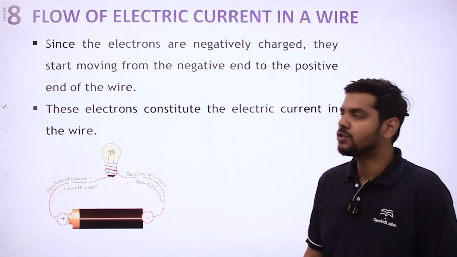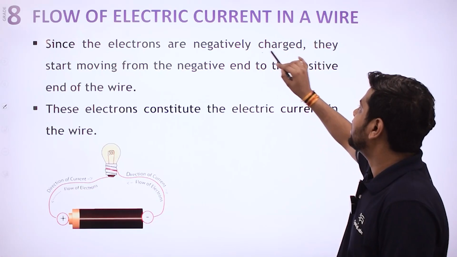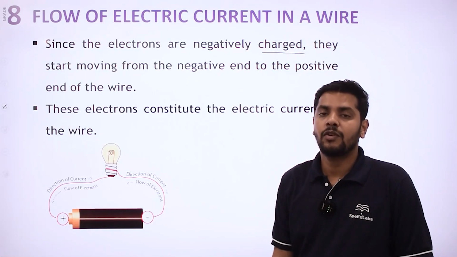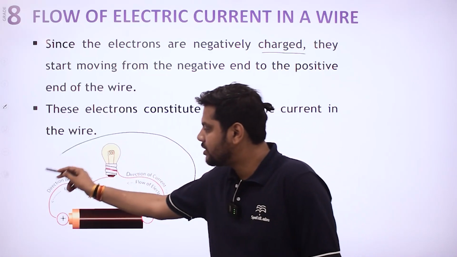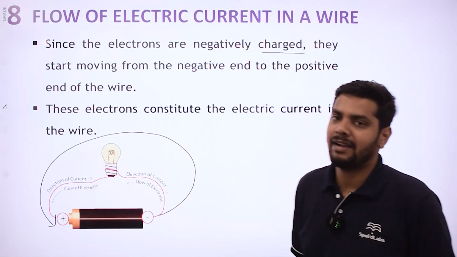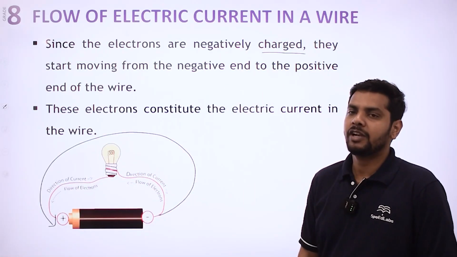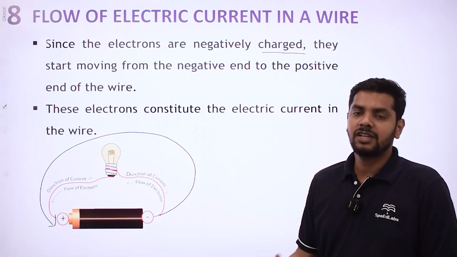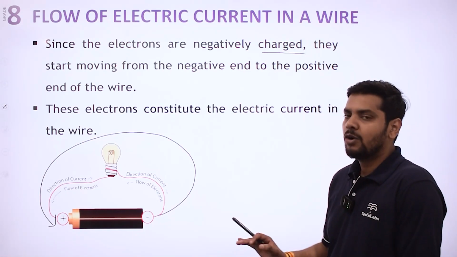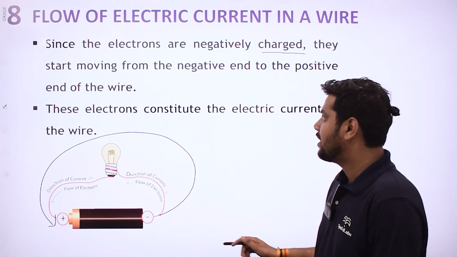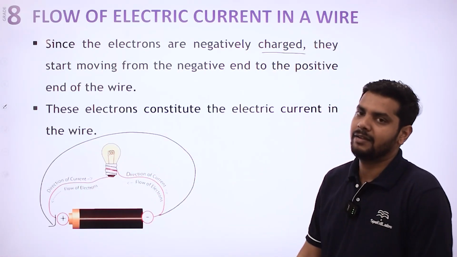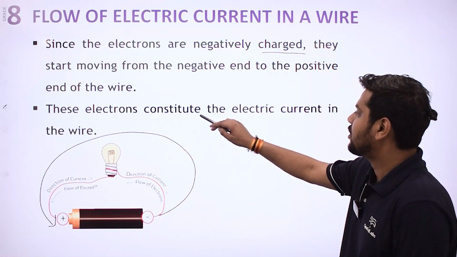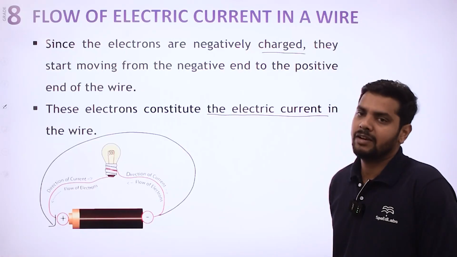Then, since the electrons are negatively charged, they start moving from where to where? They will start to move from the negative end towards the positive end of the battery, right? This is again an important part, in which direction electrons will flow. So electrons, students, will always flow from the negative terminal towards the positive end. These electrons constitute the electric current in the wire.